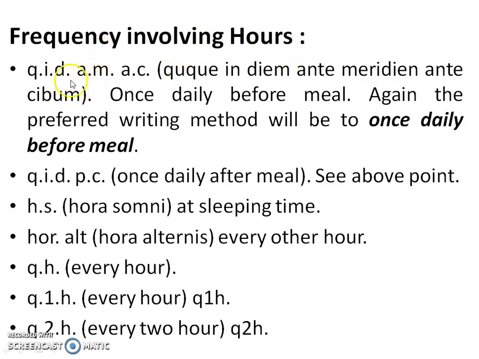Frequency involving hours: QD, AM, AC; quaque die, antemeridian, ante cibum, once daily, before meal. Again, the preferred writing method will be once daily, before meal; QD, PC, once daily, after meal. See above point. HS means hora somni, at sleeping time; or hor alt means hora alternis, every other hour; QH, every hour; Q1H, every hour; Q2H, every 2 hours, written as Q2H.